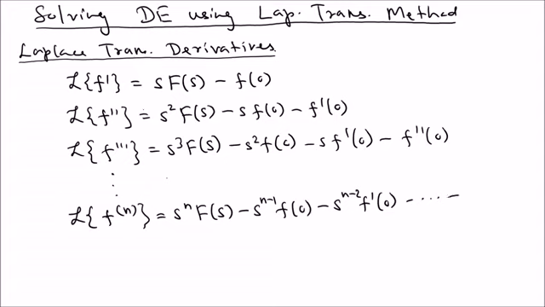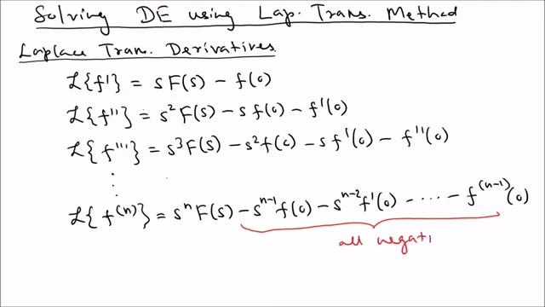And then you're going to have f to the n minus first derivative at 0. Okay, so that's the idea. So you can see that except the first term, everything else is negative. So there's a negative sign. All negative, only the first one is positive. Good. So now let's see how we can use this to solve a differential equation.